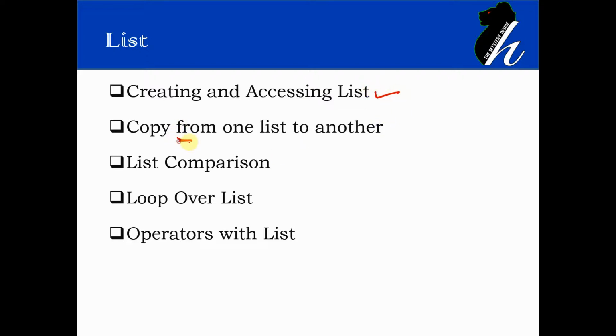Now let us try to understand how we can copy the elements from one list to another. Normally whenever I say copy, we would simply assume the assignment operator. For example, if I have some list, then I can use A equals B, which is going to copy the items from one list to another list. But that is not the case in Python.